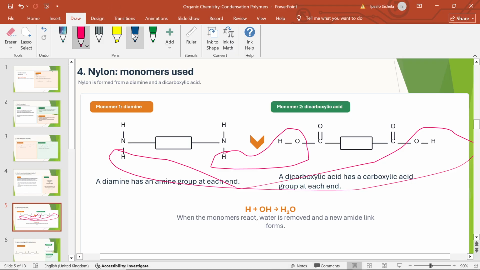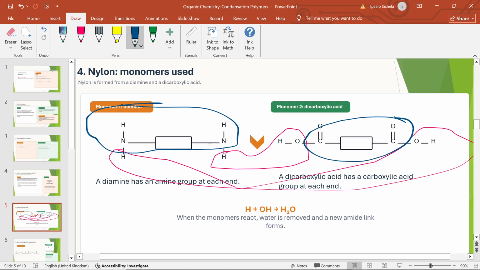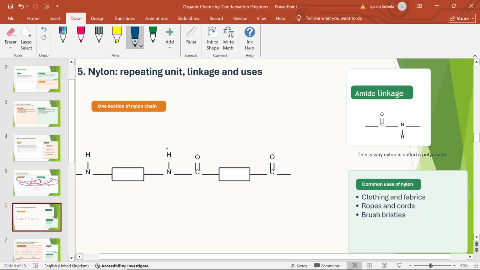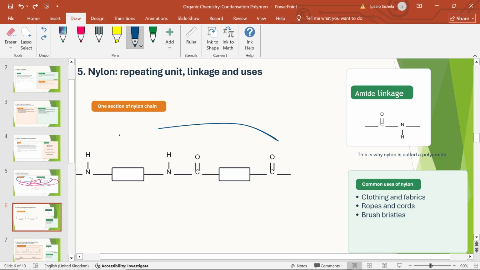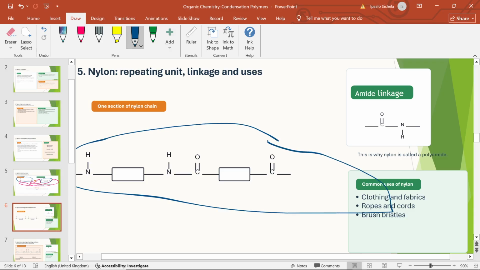Once you combine this part to this part, you have nylon, and it will look like this. This is one repeating unit of nylon. When you combine whatever remains of diamine to whatever remains of dicarboxylic acid, you have one repeating unit of nylon, to look like that.